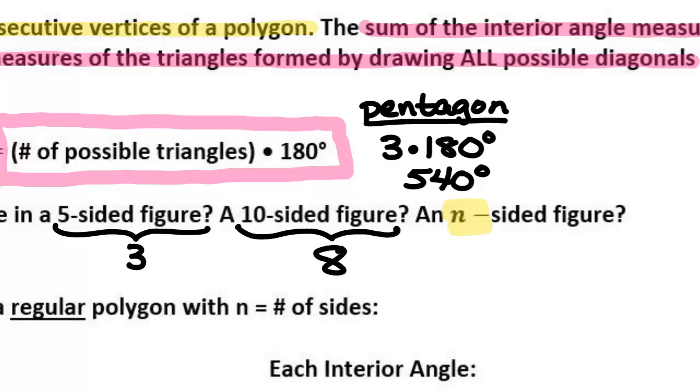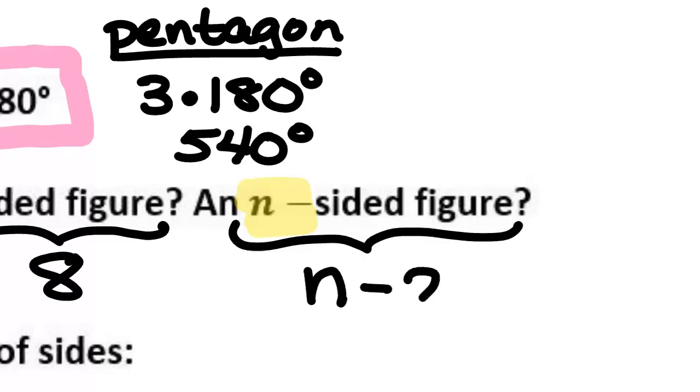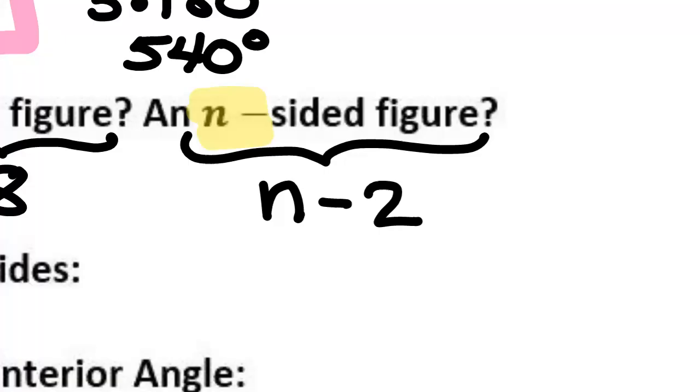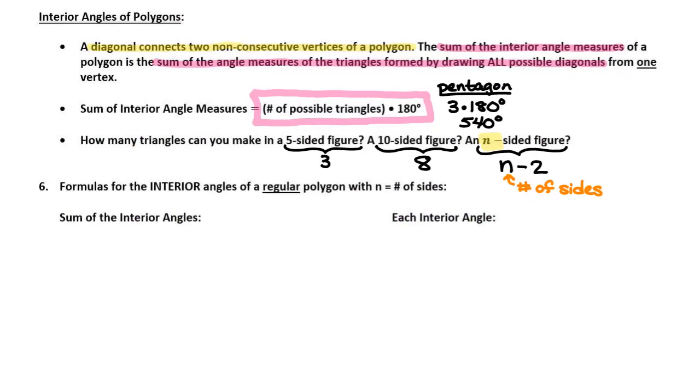Does anybody see a pattern here? On a 5-sided figure, we could make 3 triangles. On a 10-sided figure, we could make 8 triangles. What pattern are you noticing? Minus 2. So for an n-sided figure, we would do the number of sides minus 2. That's what that n is representing, the number of sides.